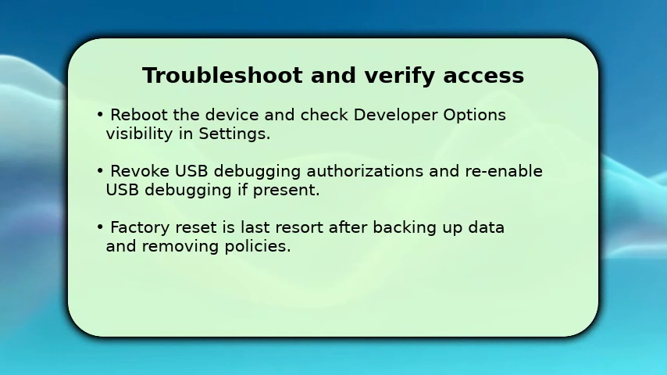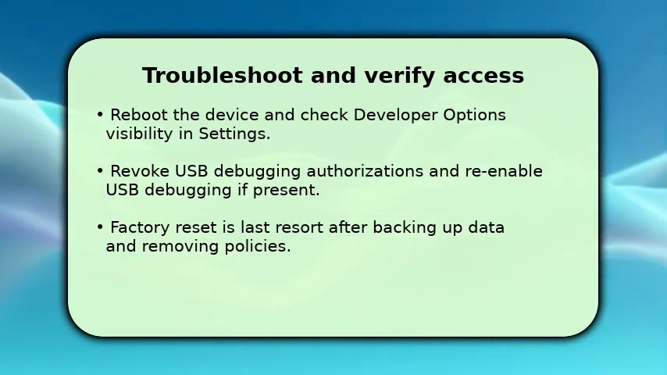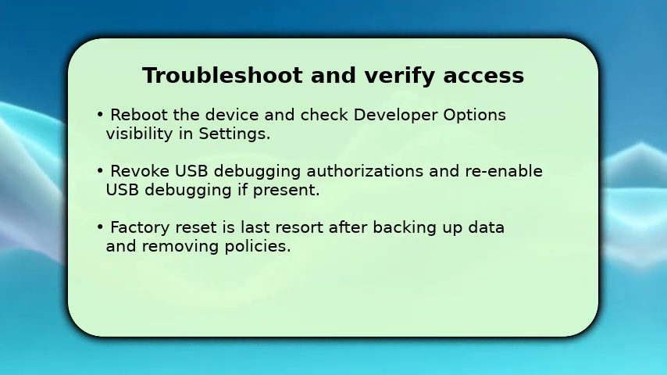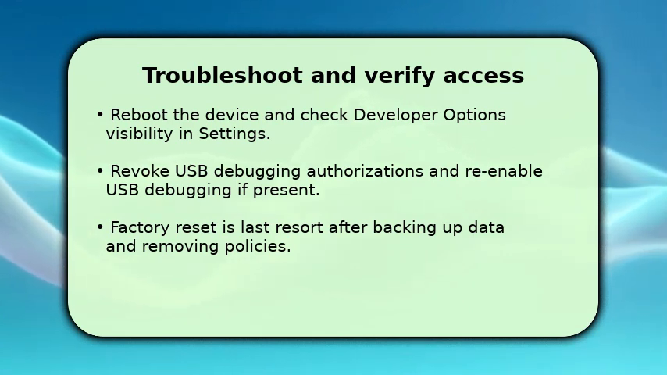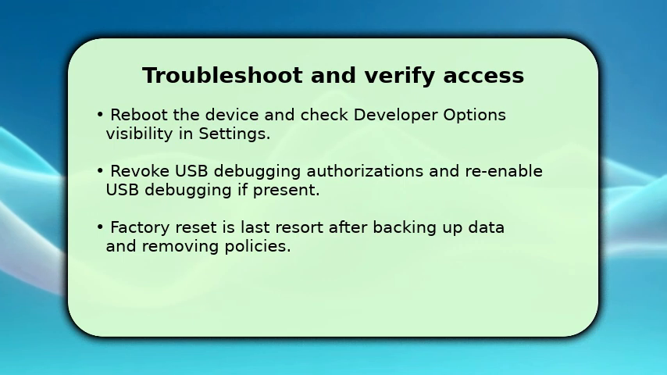After applying changes, reboot the device and check developer options visibility in settings. If options appear, open developer options and enable USB debugging and stay awake as needed. If USB debugging is blocked, revoke USB debugging authorizations, then re-enable to refresh keys.